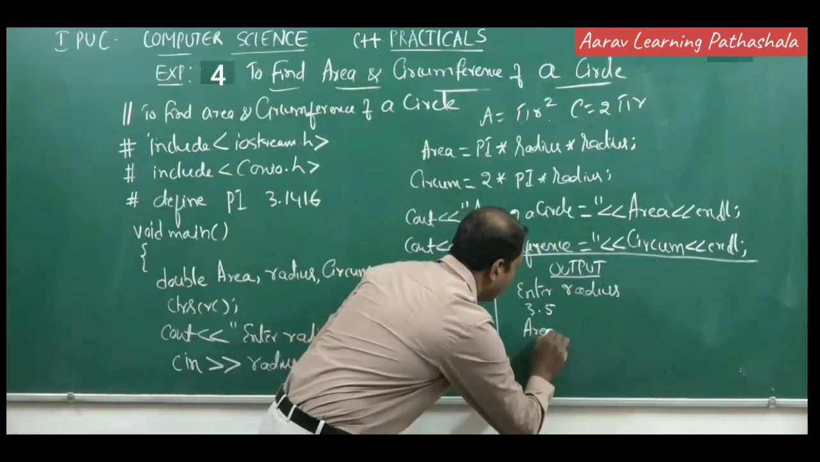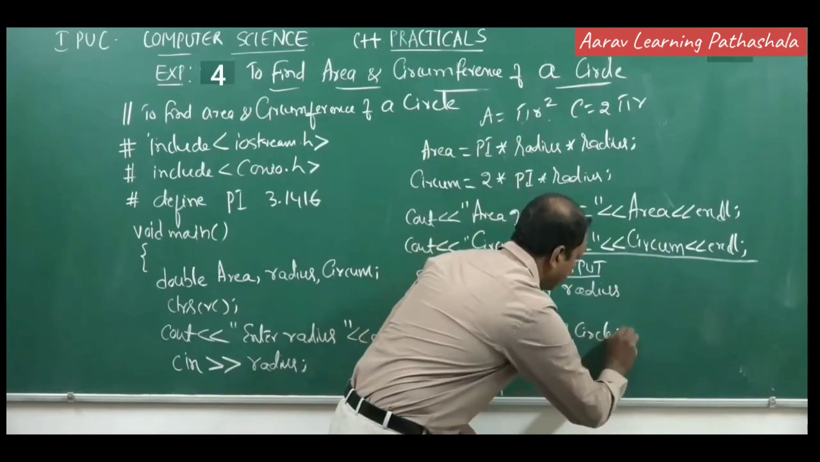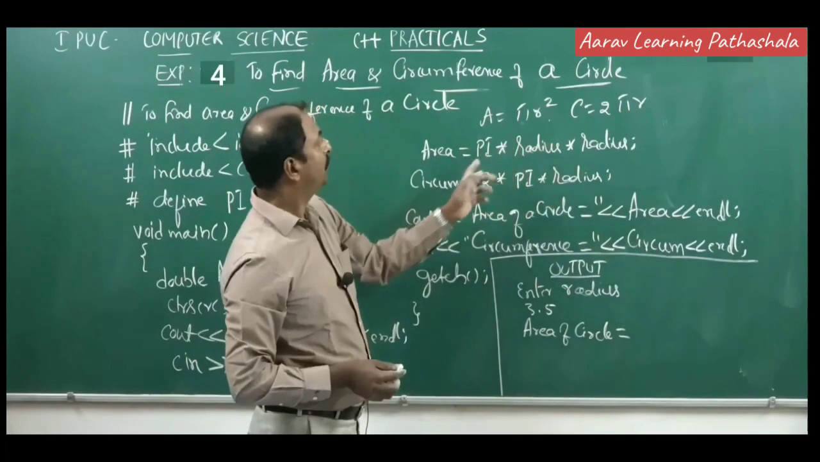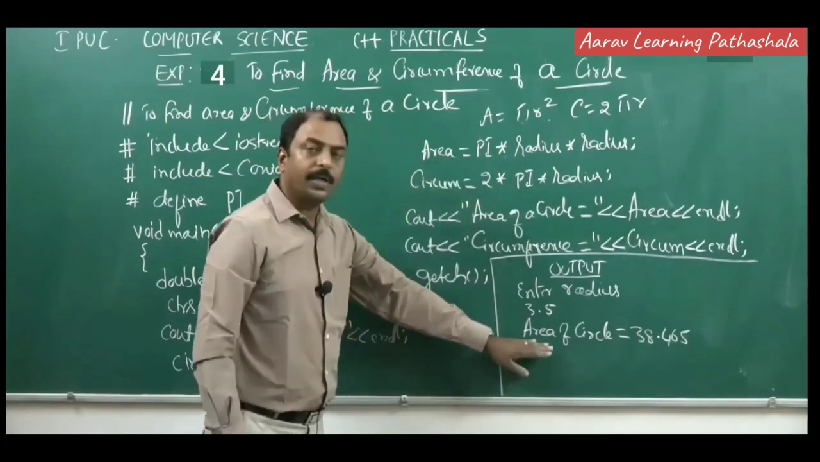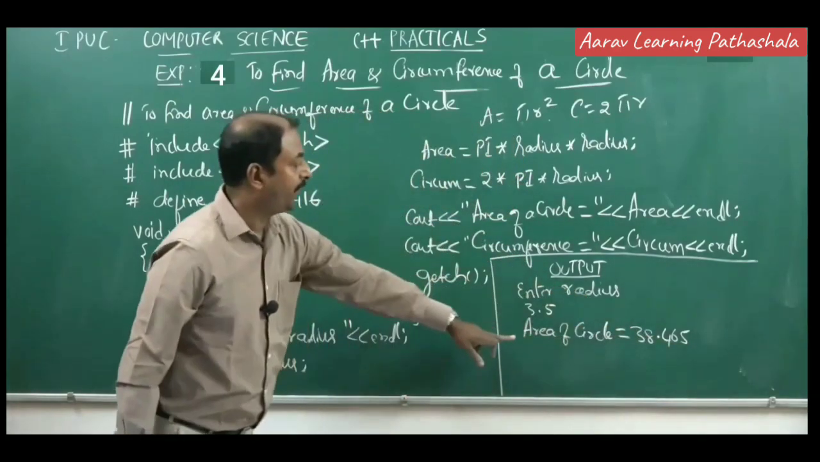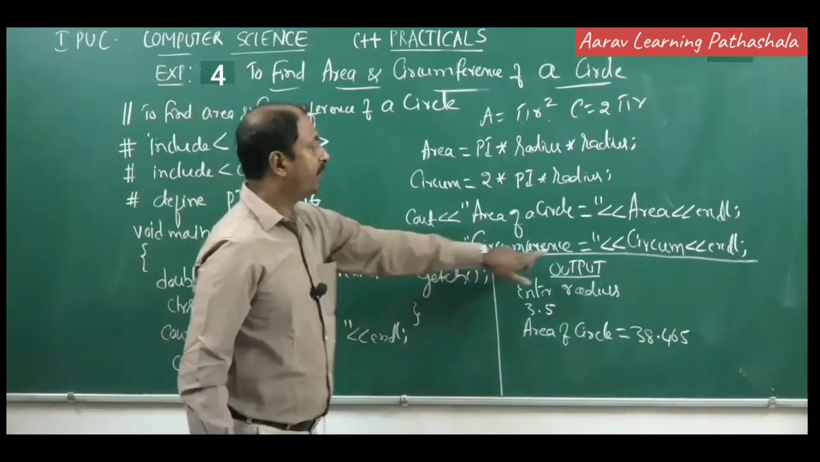After this, we display area of circle equals the value of area, or the result of this calculation, the value stored in the variable area. Area of circle is 38.465. So after this, next statement is circumference.